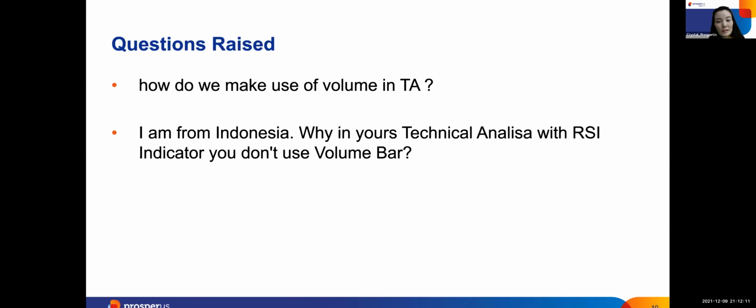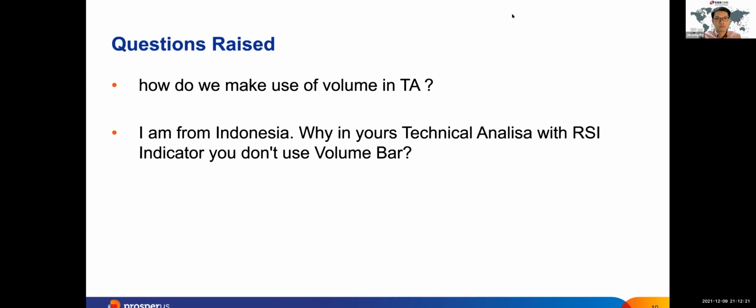Sorry, I think we have quite a number of questions streaming in. No worries. How do we make use of volume in TA? And why in your technical analysis with the RSI indicator, you don't use the volume bar?